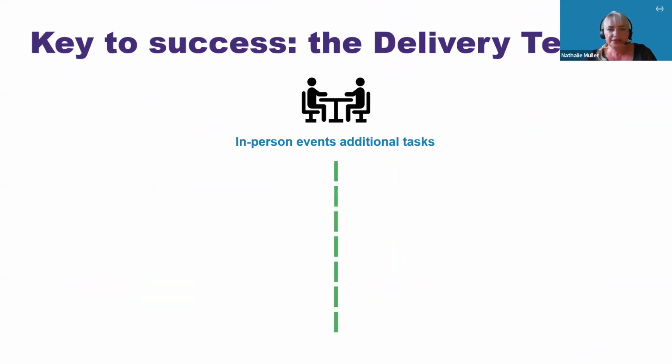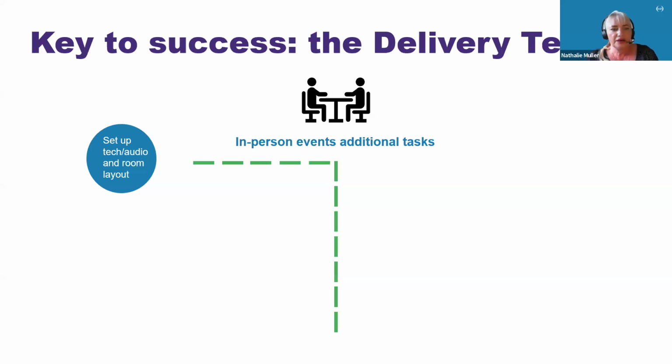Okay, so there are additional tasks that need to happen when you hold an in-person event, and you may want to bring along some extra volunteers or add these tasks to the delivery team. So, for instance, you want somebody that's going to be responsible to set up the tech and audio and the room layout, whether you're going to have cabaret style seating or whatever.